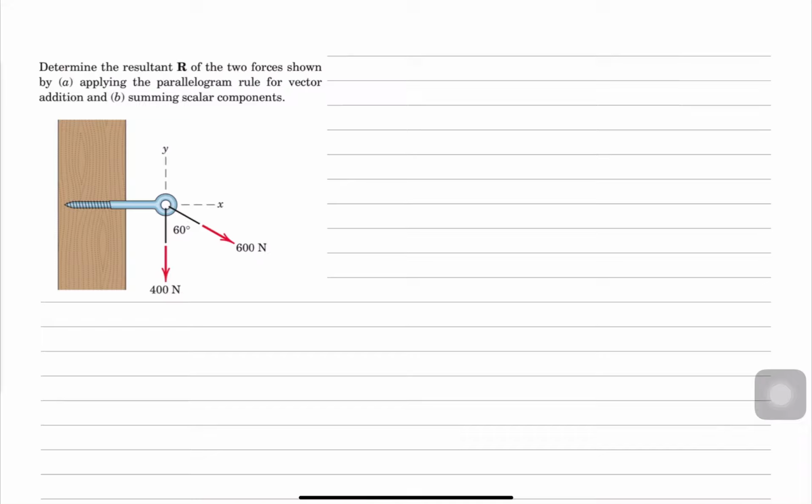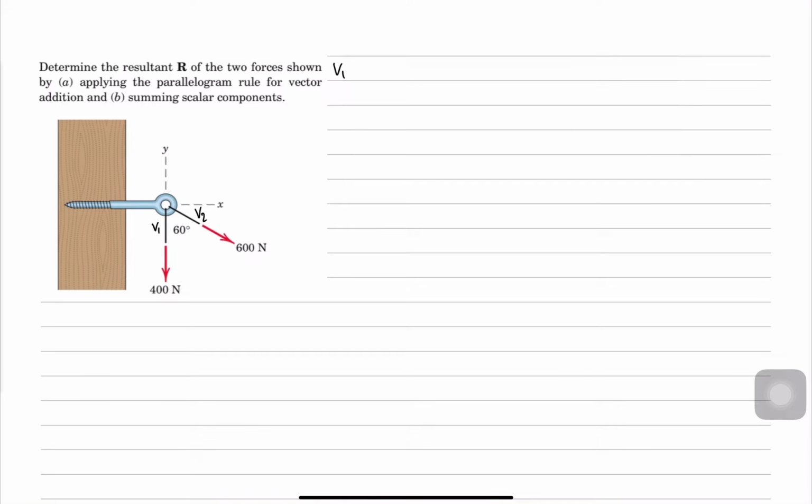Determine the resultant R of the two forces shown by A, applying the parallelogram rule for vector addition, and B, summing scalar components. So first things first, we need to find the angles of each vector. We're going to label the 400 newton force as vector 1, and the 600 newtons as vector 2.